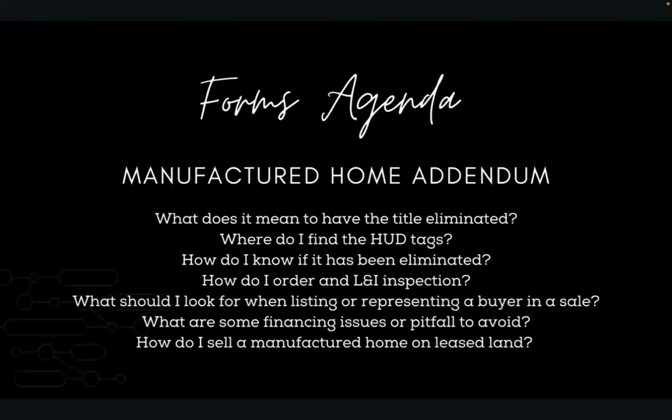When you're talking about manufactured homes, first of all, we're going to talk about title elimination. What does it mean to have the title eliminated? You want to know where to find the HUD tag. We will be talking about how to find out if the title has been eliminated or has not, how to order an L&I inspection, and what to look for when listing or representing a buyer in the sale of a manufactured home. What are some financing issues or pitfalls that may come up so you can avoid them? And how do you sell a manufactured home on leased land?